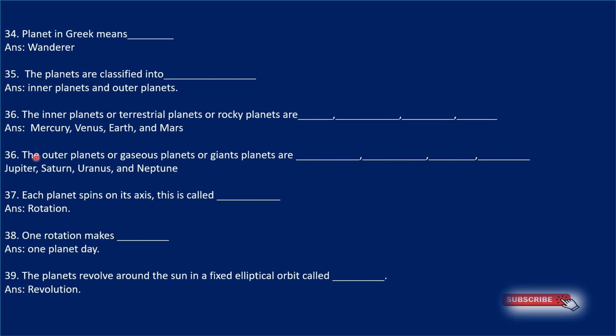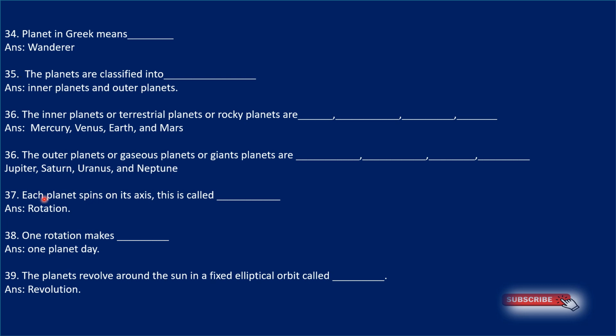Now the outer planets, or gaseous planets, or giant planets, are Jupiter, Saturn, Uranus and Neptune. So the next four are called outer planets, or gaseous planets, or giant planets. The names are Jupiter, Saturn, Uranus and Neptune.